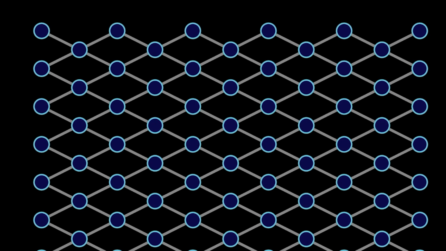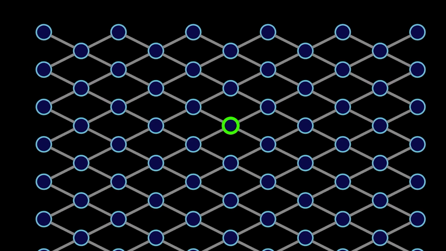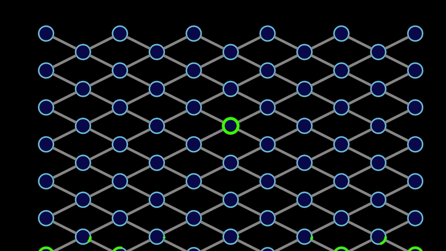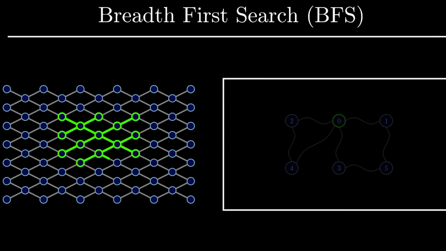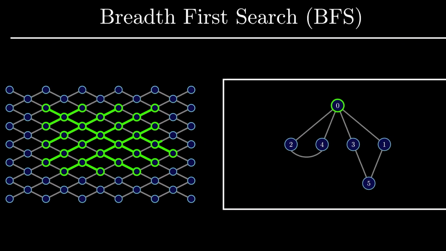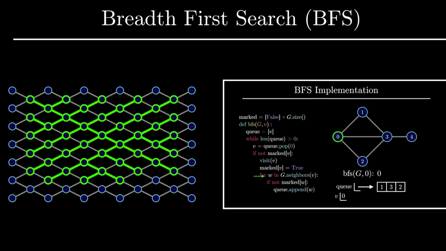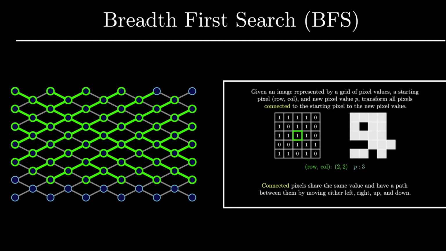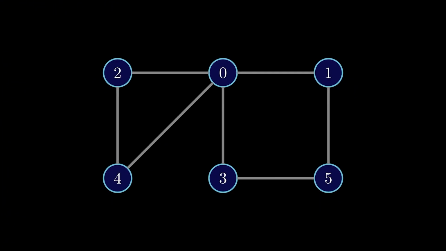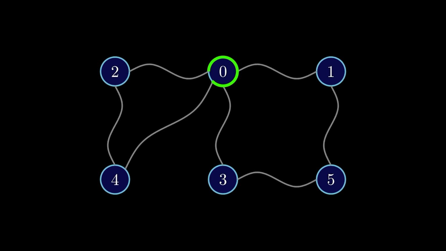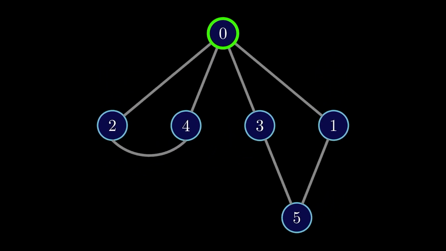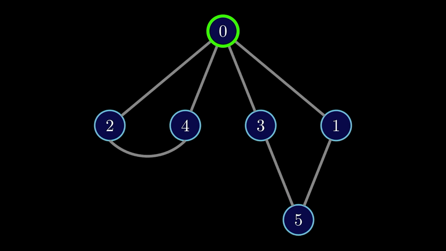It begins by examining all nodes adjacent to the starting node before moving on to the next level of nodes, and it continues this process until it reaches the goal state. One of the advantages of BFS is that it's a complete algorithm, meaning that it will always find a solution if one exists. This makes it an ideal choice for solving problems where finding a solution is more important than finding the optimal solution.